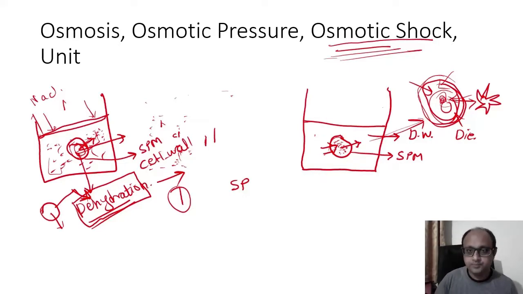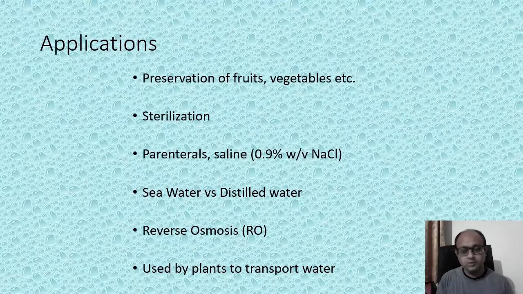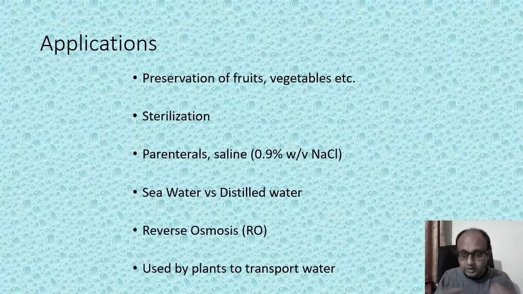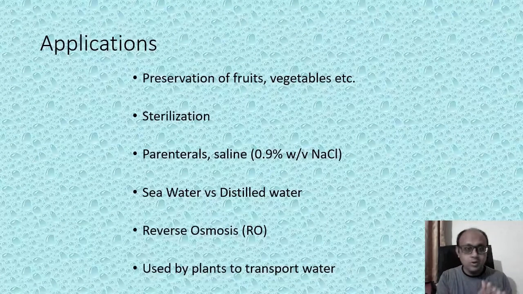Let's move to the next part very quickly. So what are the applications of osmotic shock or osmosis? It is used for preservation of fruits and vegetables. So you put your vegetable or fruit in salt, what will happen? Microorganisms will not attack that fruit, because if a microorganism enters that salty solution, it will cause dehydration and cell death. If there is cell death, there is no microorganism, and there is no decomposition. So your fruits and vegetables are preserved.